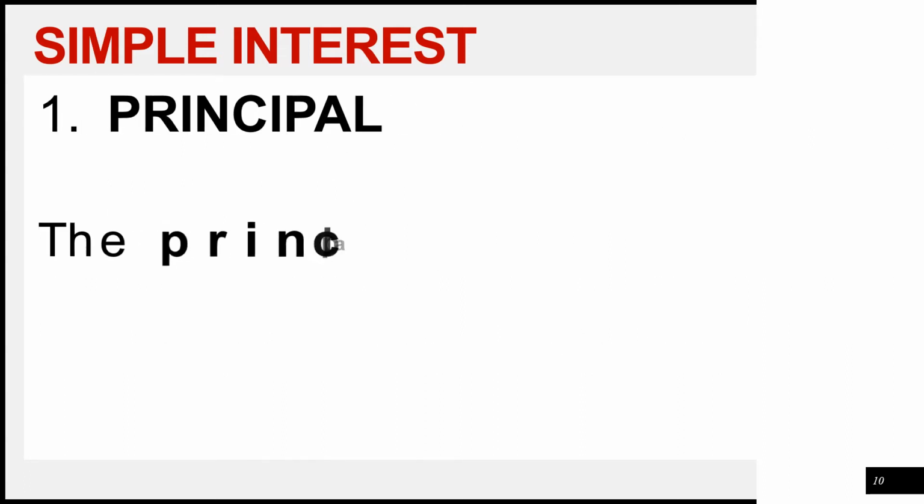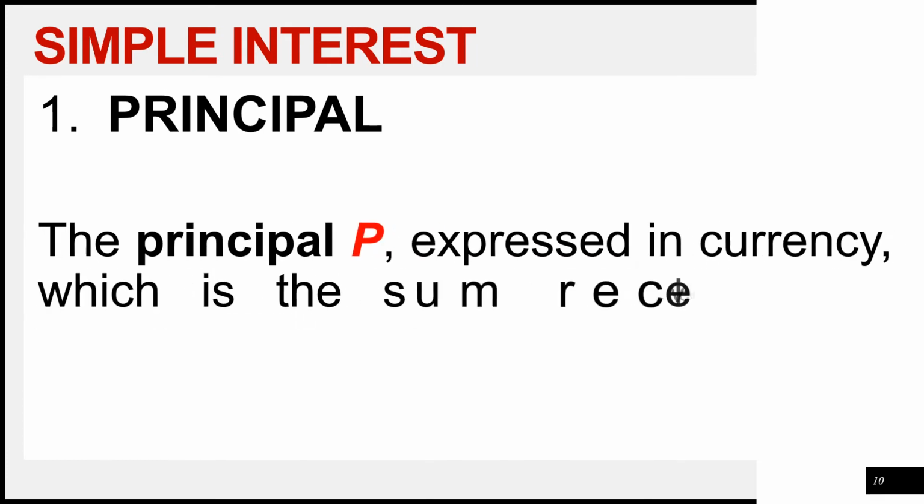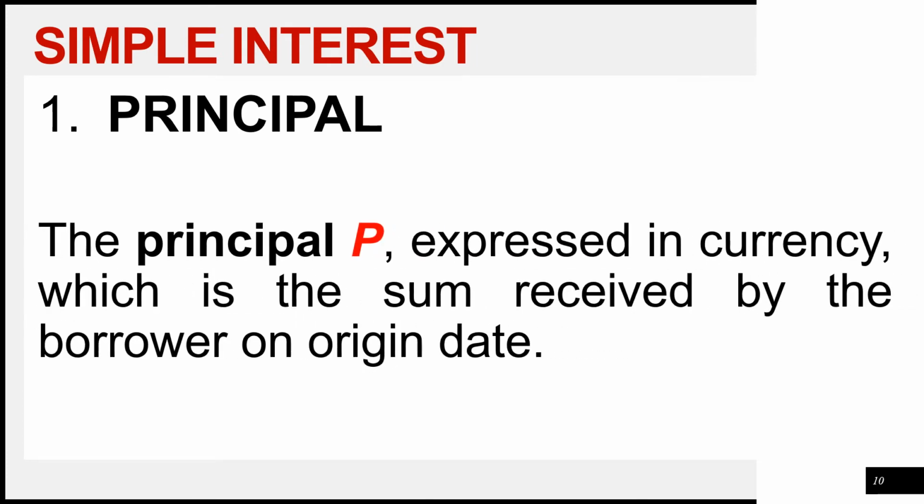First is the principal. The principal, or big P, commonly expressed in currency, is the sum received by the borrower on origin date. Simply put, this is the amount of money that is borrowed by the borrower from the lender. The principal is any amount of money that can be expressed in various currencies depending on which country you're in. In the case of us in the Philippines, our currency is in the Philippine peso.